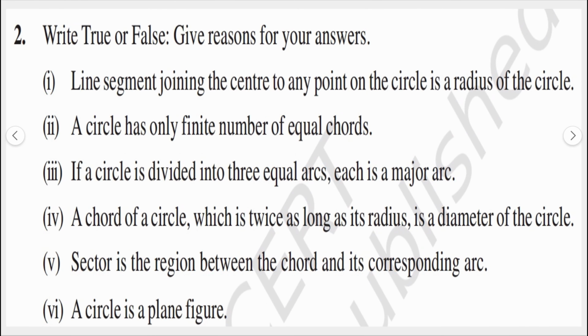Now let's move to the next question. Here we have to write true or false and give a reason for your answer. Let's see the first one. A line segment joining the center to any point on the circle is a radius. Simply, we have this circle, and the line segment which joins the center to any point on the circle is called the radius. So this one is true. You will write the statement below that this first one is true.